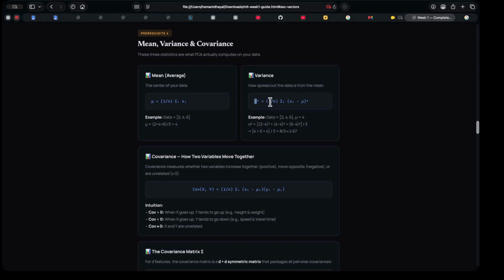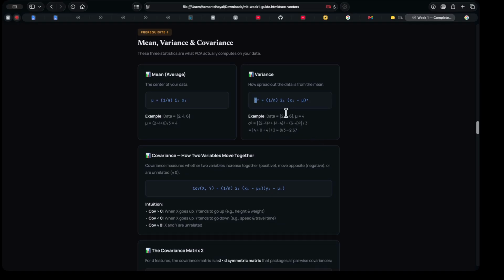So it's 2 minus 4. 2 minus 4 is minus 2. Minus 2 whole square will be 4. And the same with 4: 4 minus 4 is 0, 0 square will be 0. And the same with 6: 6 minus 4 is 2, 2 square will be 4. So 4 plus 0 plus 4 divided by 3, that is 8 by 3, that is 2.67.